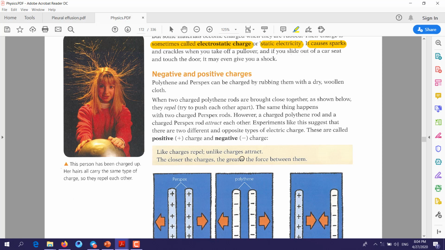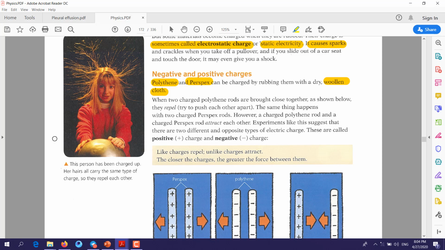For example, if we take these two materials, polythene and perspex, they can be charged by rubbing them with a dry woolen cloth. Here we have the first material, polythene. The second one is perspex, and we will rub these two materials with a woolen cloth. Now, after rubbing them, they will be charged.